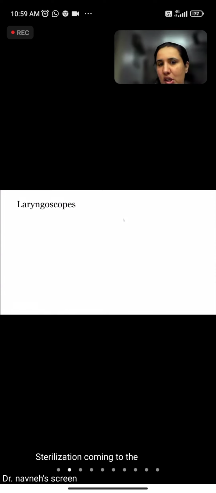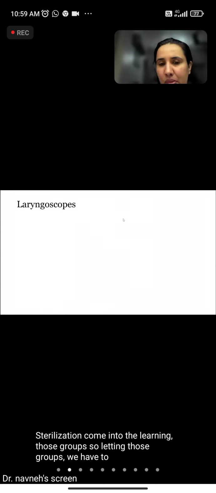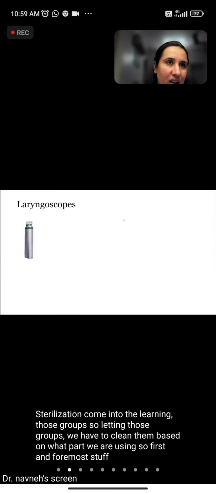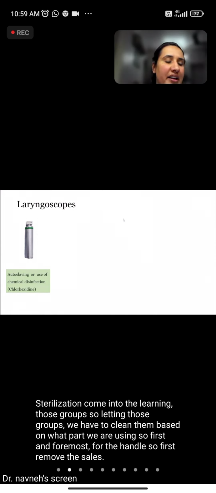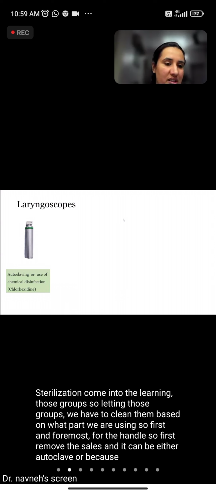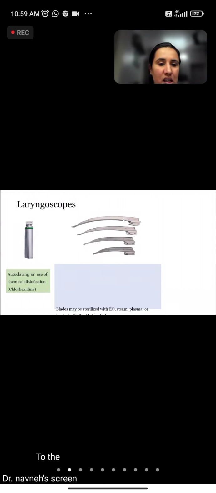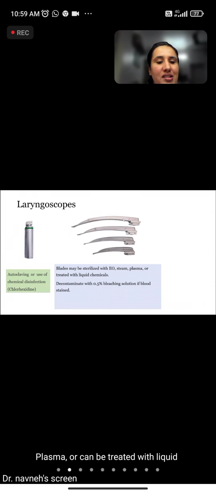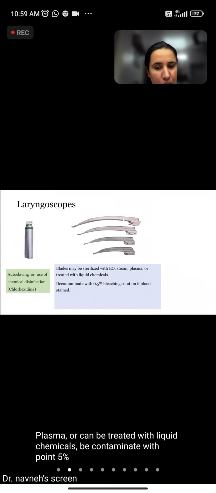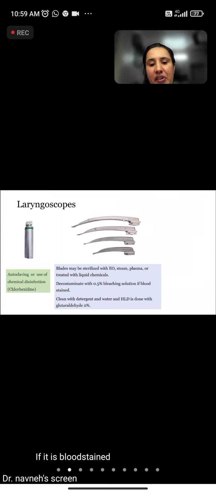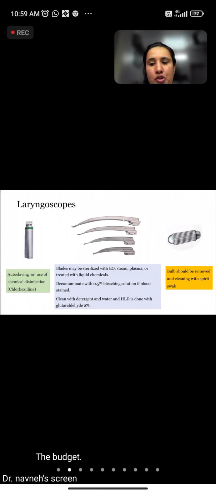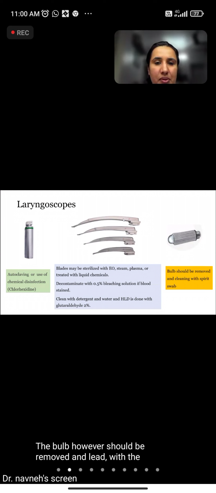Coming to the laryngoscopes, we have to clean them based on what part we are using. First and foremost, for the handle, first remove the cells, and it can be either autoclaved or we can use chemical disinfection. Blades may be sterilized with ETO, steam, plasma, or can be treated with liquid chemicals. Decontaminate with 0.5% bleaching solution if it is blood stained, clean with detergent and water, and high level disinfection is required with glutaraldehyde 2%. The bulb, however, should be removed and cleaned with a spirit swab.